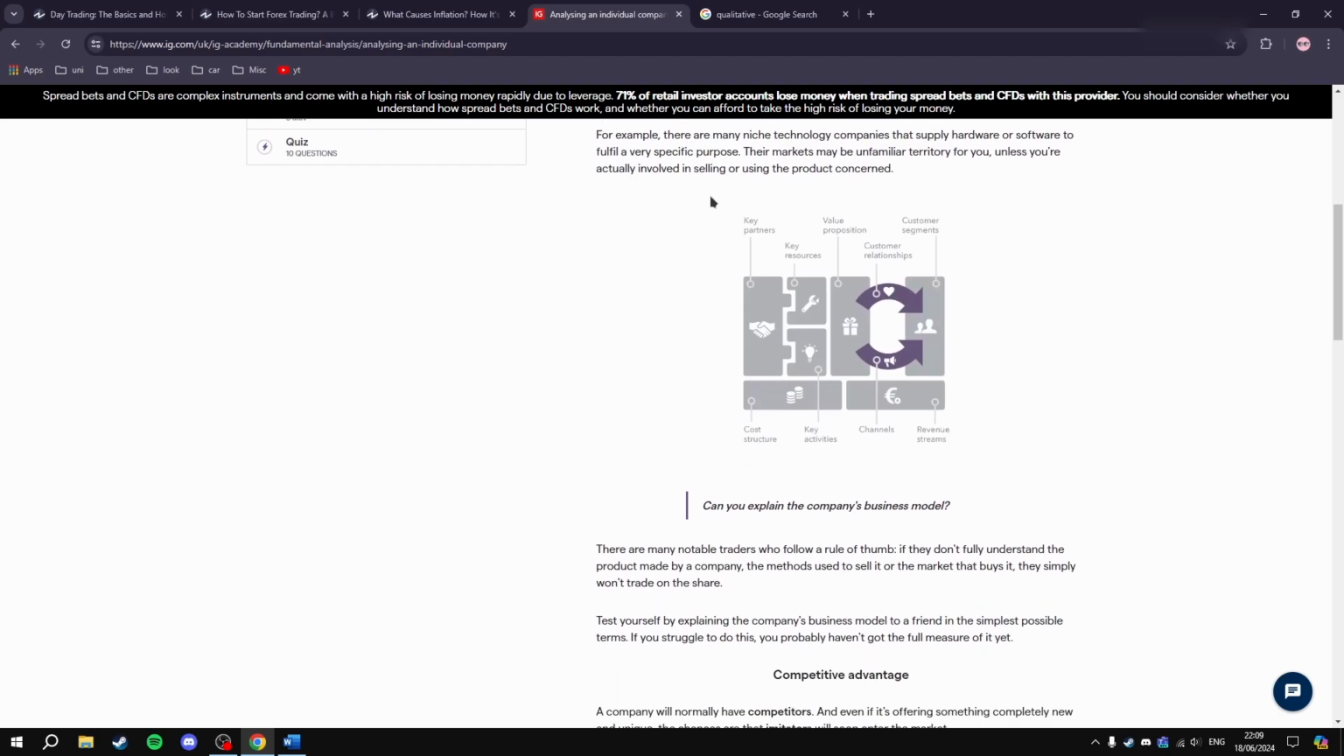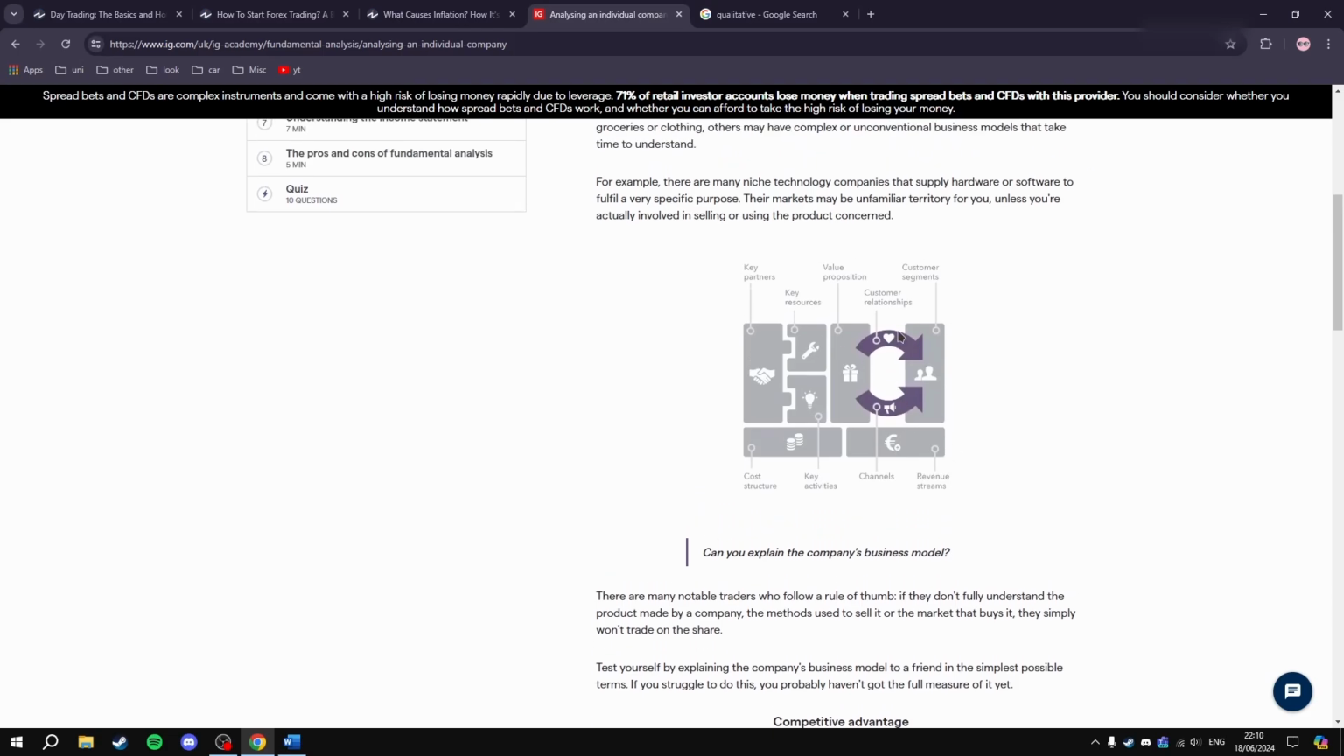For example, there are many niche technology companies that supply hardware or software to fulfill a very specific purpose. Their markets may be unfamiliar territory for you, unless you're actually involved in selling or using the product concerned. Key partners, key resources, key activities, value proposition, customer relationships, customer segments, channels, revenue streams, cost structure.